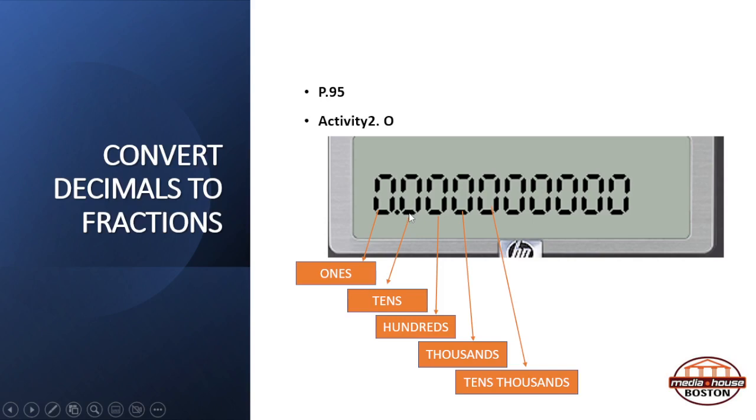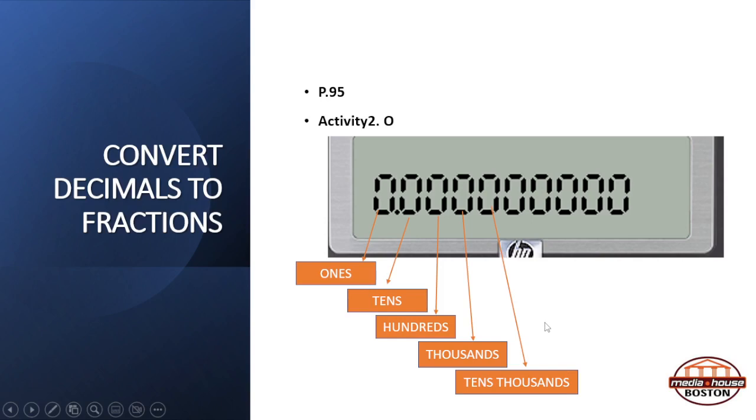Tenth has 1 zero, and when we say hundreds, hundred has 2 zeros, so we're going to be working with 2 decimals. When we say 3 decimals, we'll be talking about the 3 zeros, which is within the thousand. And when we say 4 decimals, we're working within the ten thousand.